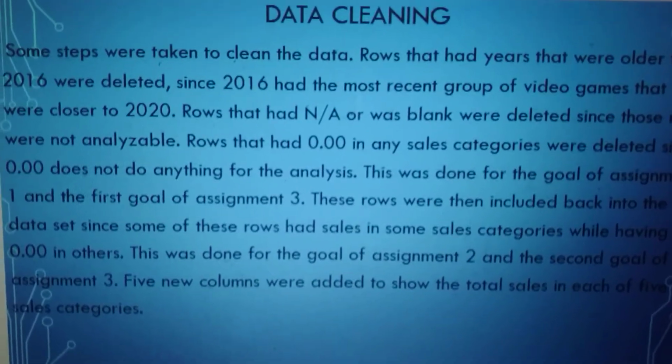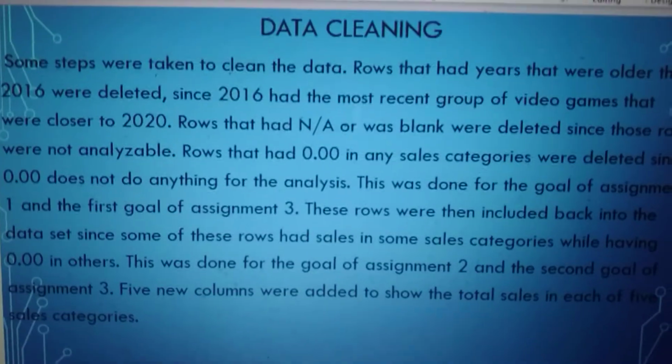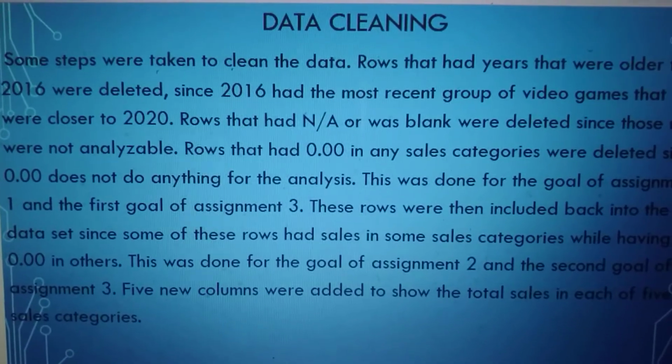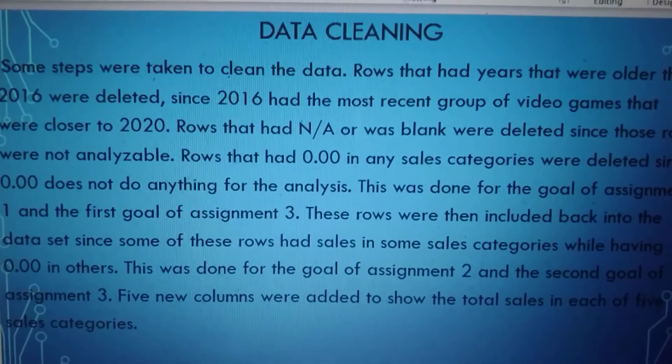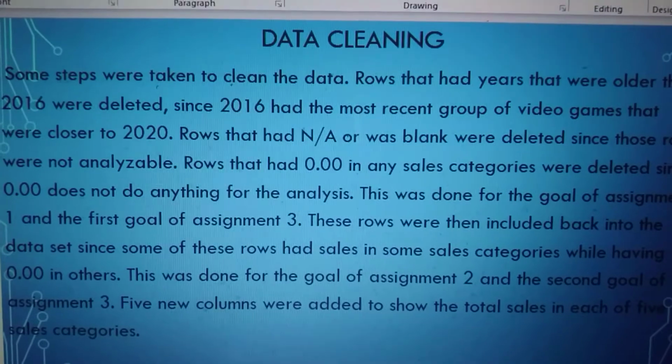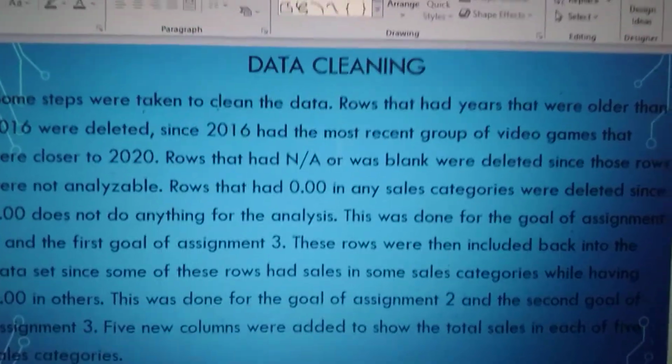These rows were then included back into the dataset, since some of these rows had sales in some sales categories, while having 0 in others. This was done for the goal of assignment 2 and the second goal of assignment 3. 5 new columns were added to show the total sales in each of 5 sales categories.